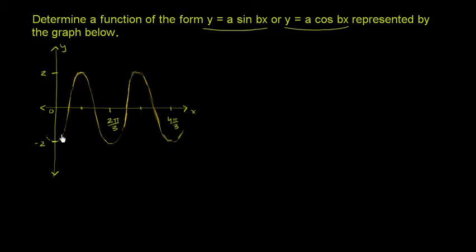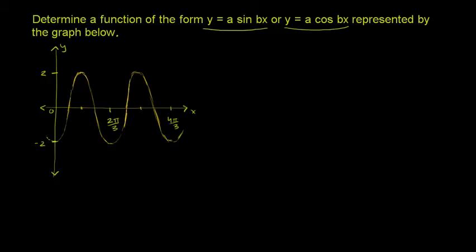The first thing that I notice is that whatever this function is, when x is equal to 0, it does not equal 0. It is equal to -2. So based on that, and based on what we know about sine and cosine functions, do you think this is going to be of the form y is equal to a sine of bx, or of the form y is equal to a cosine of bx, without even knowing what the a's and b's are? Do you think this is going to be a sine function or a cosine function?